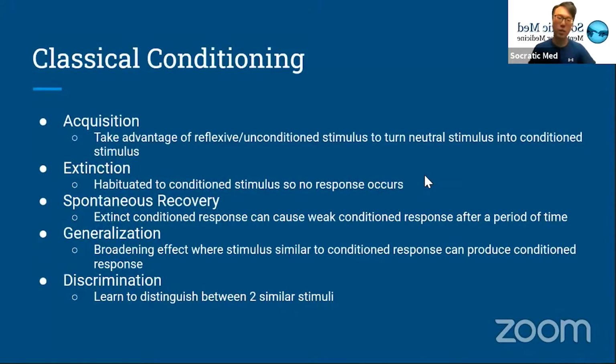So for classical conditioning, we want to start with acquisition. That's when you take advantage of the reflexive unconditioned stimulus to turn a neutral stimulus into a conditioned stimulus. So you take a neutral stimulus that would normally cause no reaction, but when you pair it with an unconditioned stimulus, you can turn it into a conditioned stimulus.